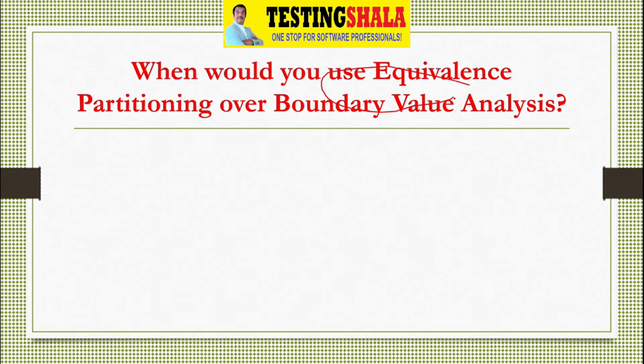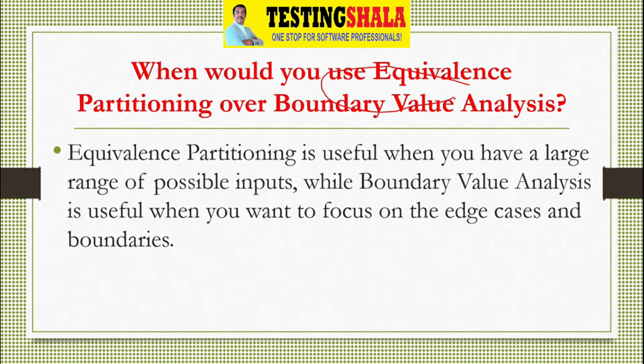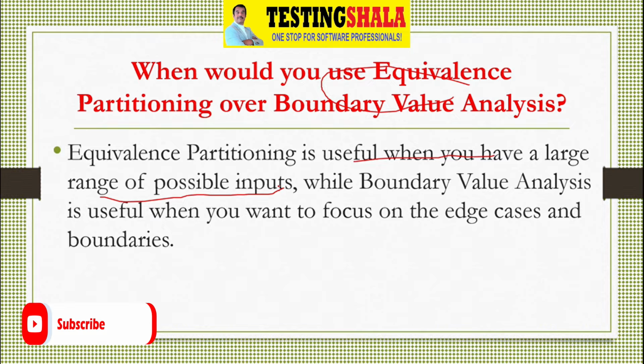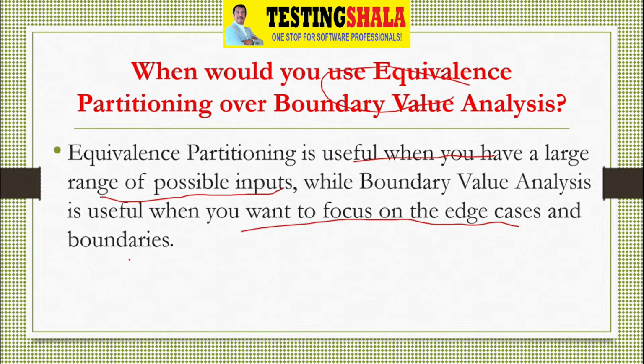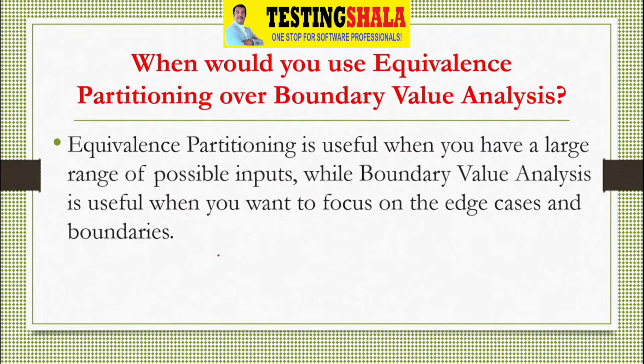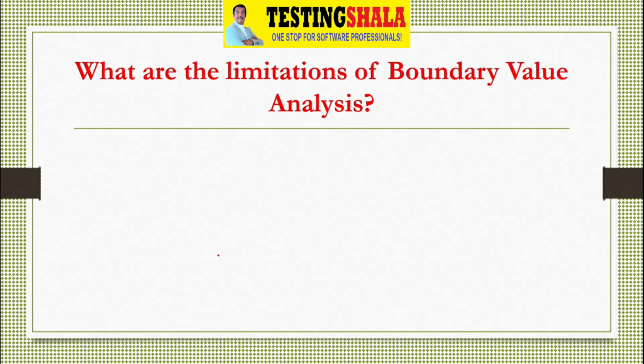The next question is, when would you use equivalence partitioning over boundary value analysis? These are two different techniques, and we want to understand when to use each. Equivalence partitioning is useful when you have a large range of possible inputs. We can partition the data into multiple groups and pick one or two values from each group, which is more than sufficient for our testing. Boundary value analysis is useful when we want to focus on edge cases and boundary conditions.